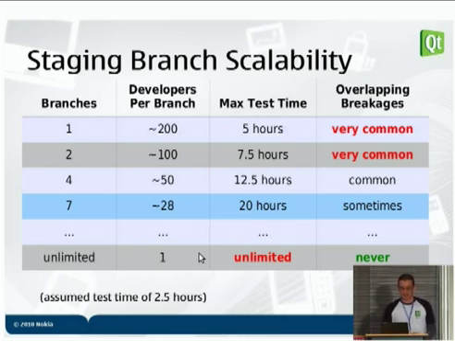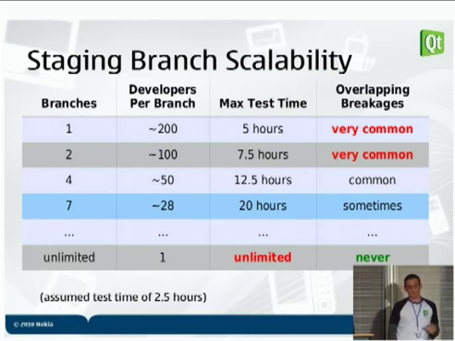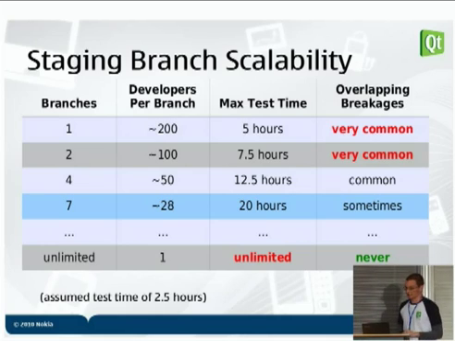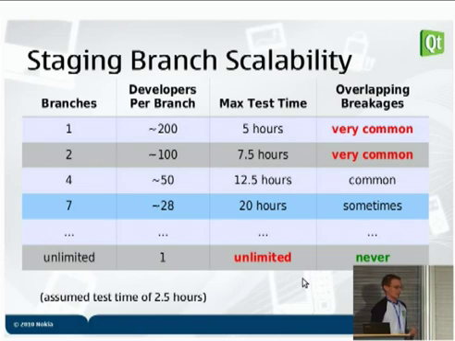Well, that would be great in terms of developers per branch. There would only be one. And in theory, there would be no overlapping breakages at all if developers only put one type of feature in each of their private branches. But of course, the downside to this is that we have no idea how long it's going to take in the worst case scenario for your changes to be tested.